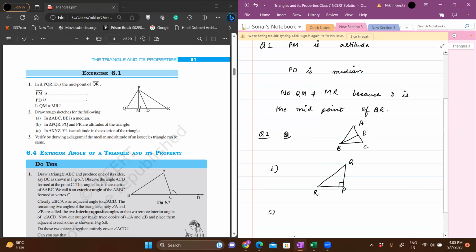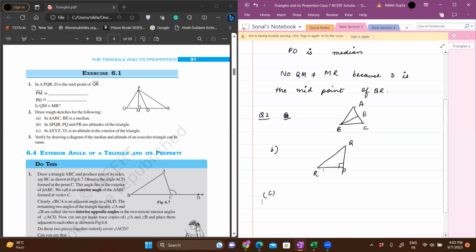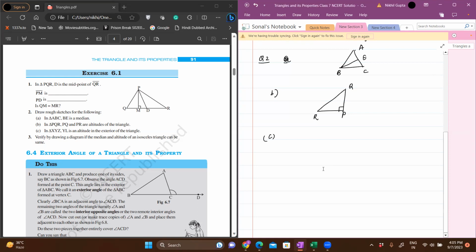Next, the C part says in triangle XYZ, YL is the altitude in the exterior of the triangle. So if we draw any obtuse angle triangle, we say this is X, this is Y, this is Z. So the altitude of this particular triangle will be lying outside, right? That becomes YL, the altitude here.